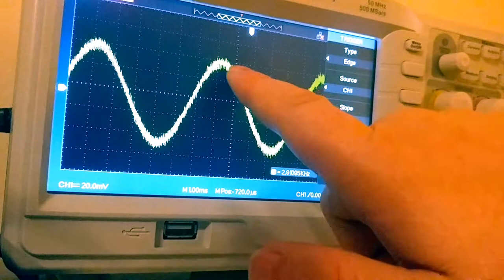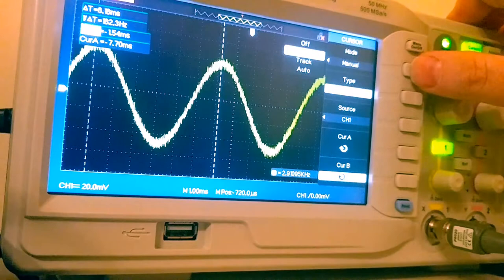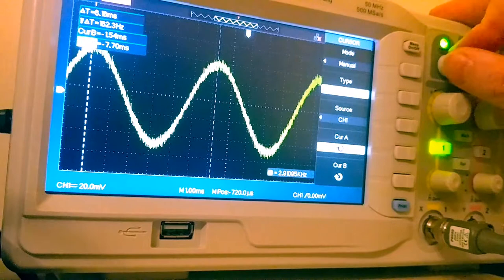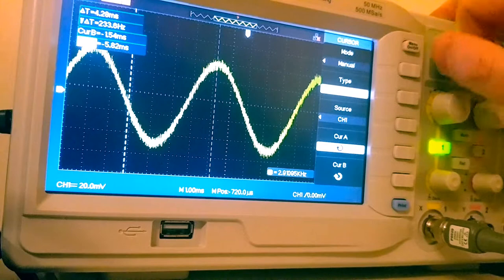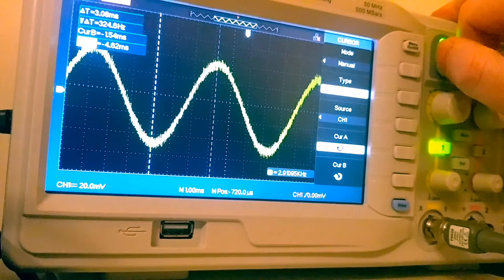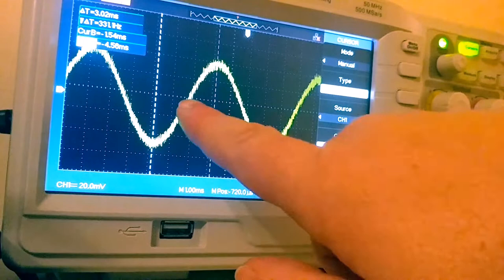Let's go to my cursors, and we'll go to cursor A. Ollie, here, hold on a second, okay? And we'll go from the bottom, where we get to the positive slope of this waveform.